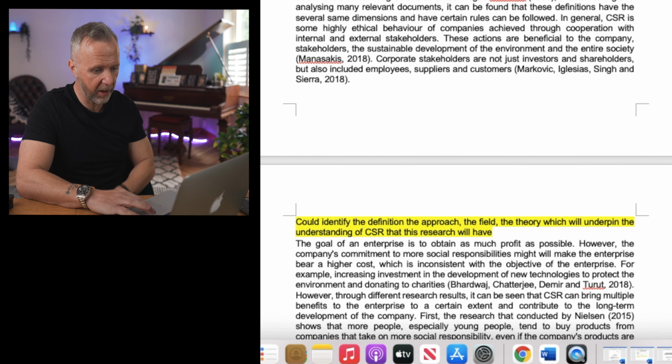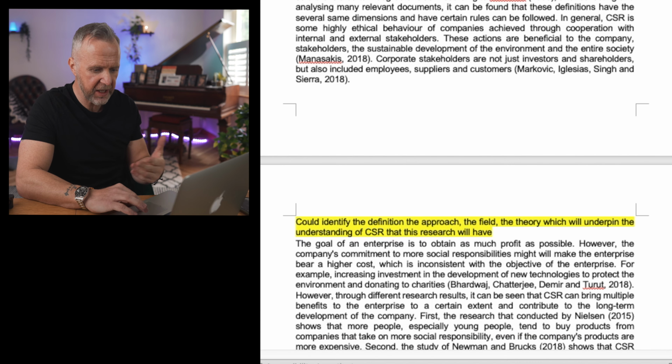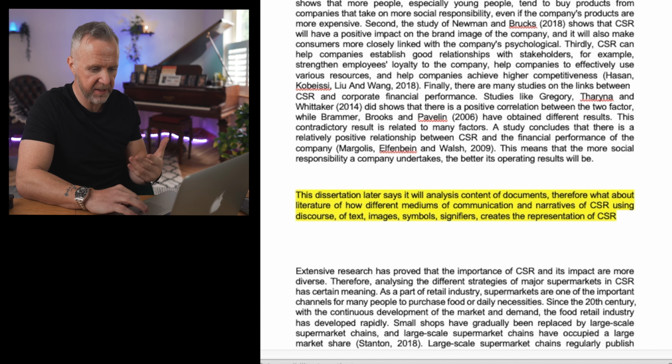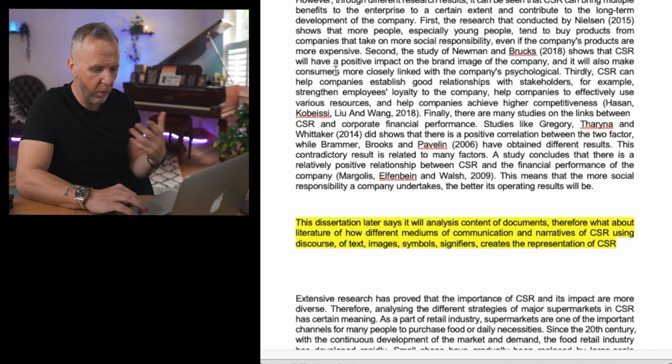Okay, so this next part in the literature review, the dissertation later says it will analyse content of documents. Therefore, what about literature on how different mediums of communication, narratives of CSR using discourse, text, images, symbols, signifiers, create the representations of CSR? So again, in this next paragraph, I felt it was just a general looking over some of the CSR literature, and it's not underpinning the direction and the purpose of this proposed dissertation enough.